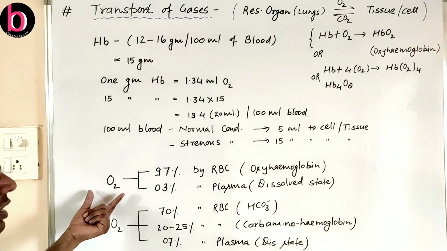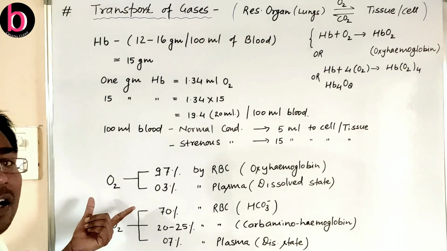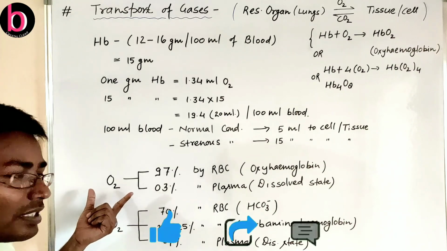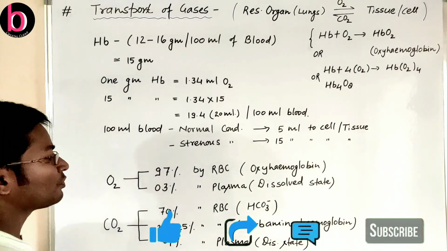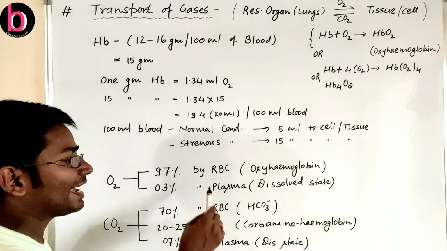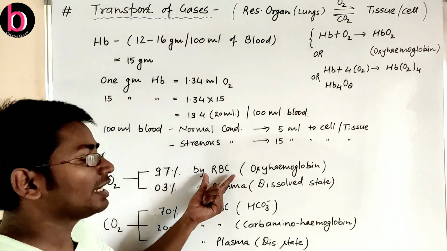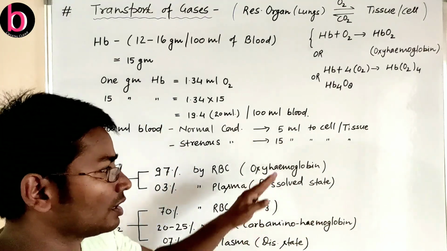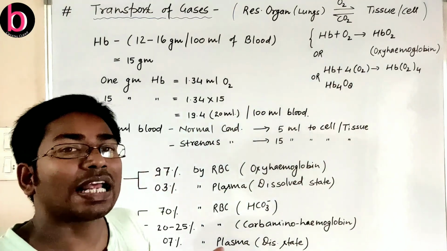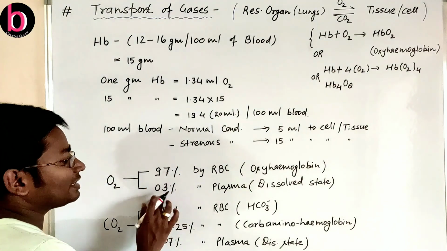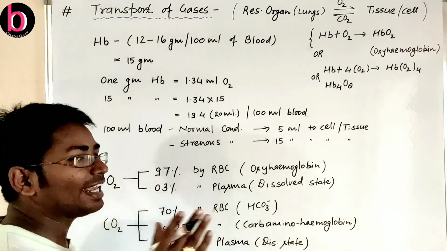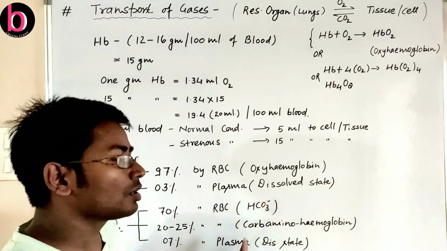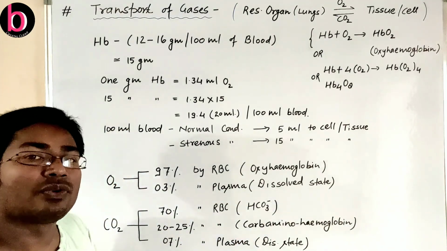Now here this is about oxygen and carbon dioxide transportation. So total oxygen, if we consider as 100%, out of this 100%, 97% oxygen is carried by red blood cells with hemoglobin, and this is in form of oxyhemoglobin, as we discussed here, HbO2 or HbO2/4, while the remaining 3% is transported in plasma, that is in physical solution form, or we can say in dissolved form.